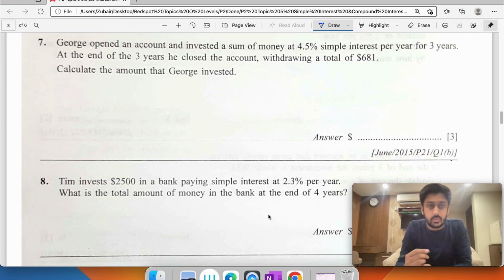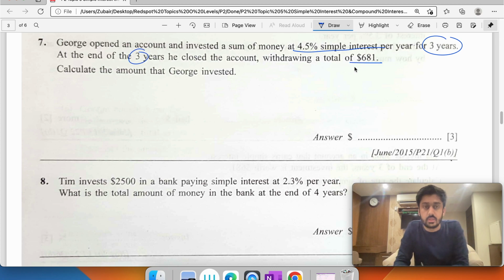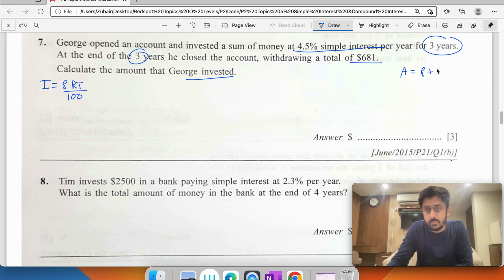George opened an account and invested a sum of money, 4.5% simple interest for 3 years. At the end of 3 years, he closes the account and withdraws this amount. Calculate the amount George invested. I equals PRT over 100. Amount at the end is invested amount plus interest. So interest would be amount minus principal, and at the end it is 681, the amount minus the principal.